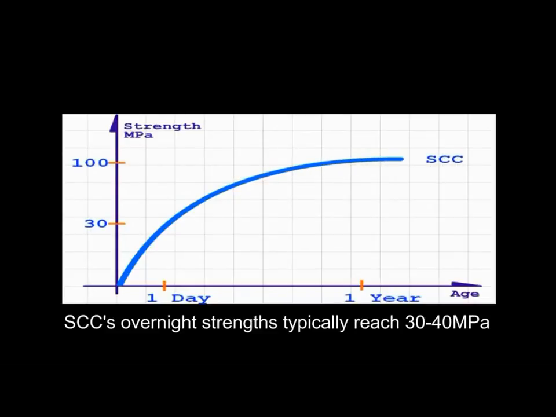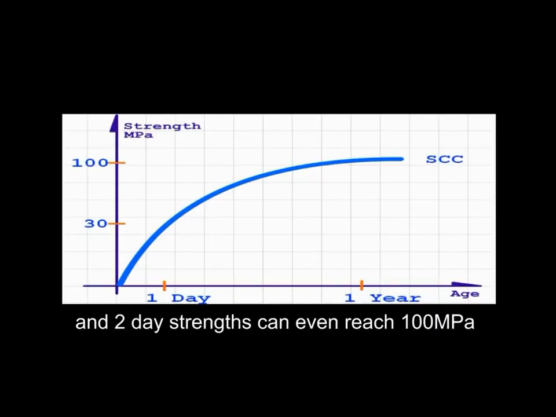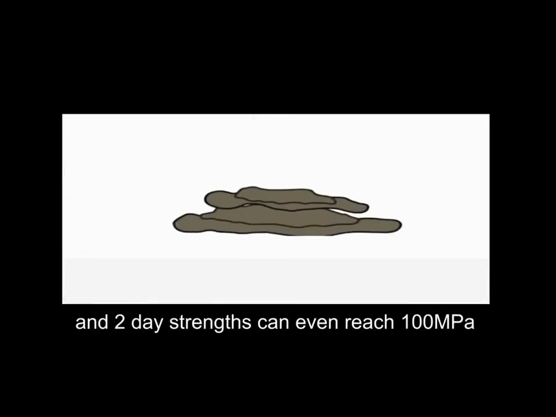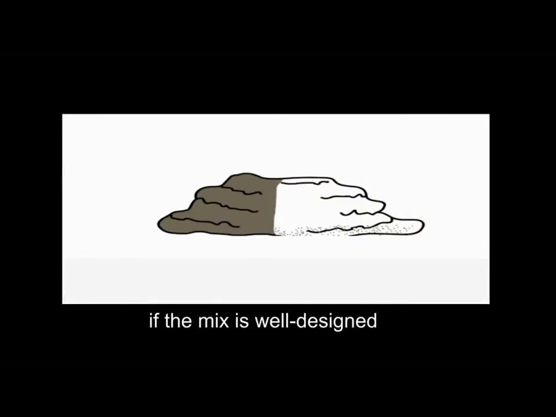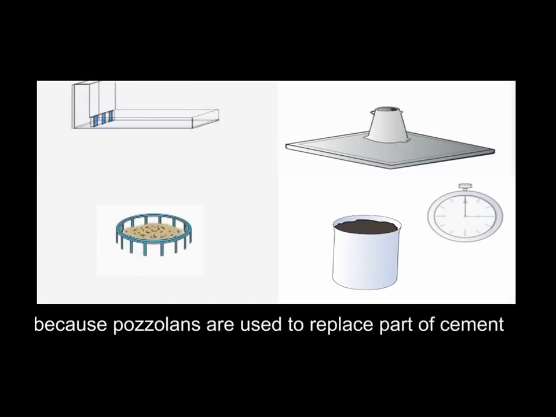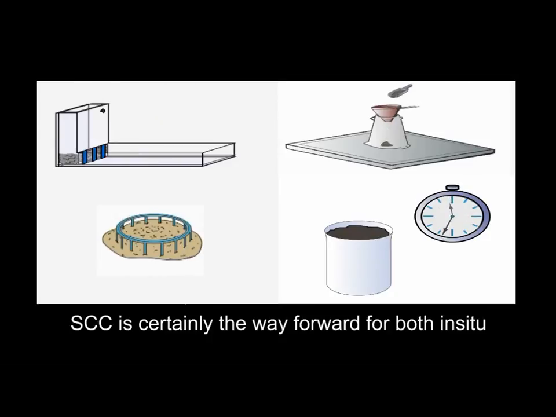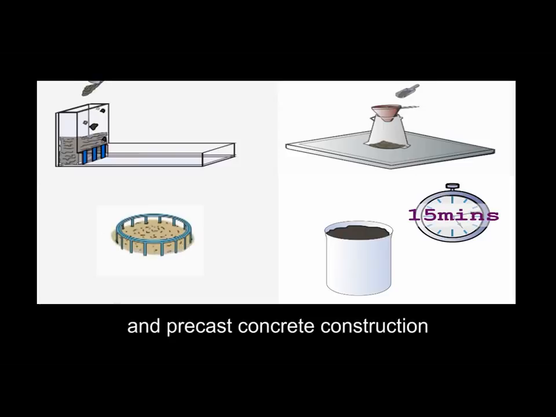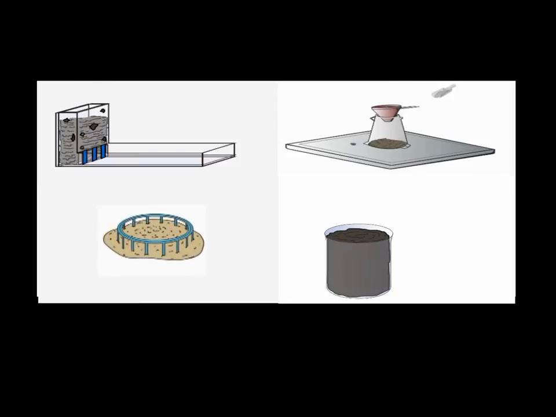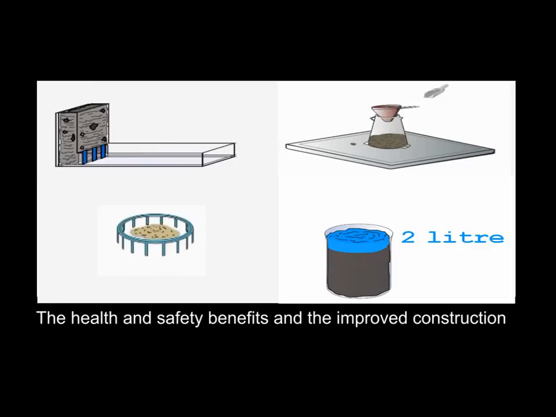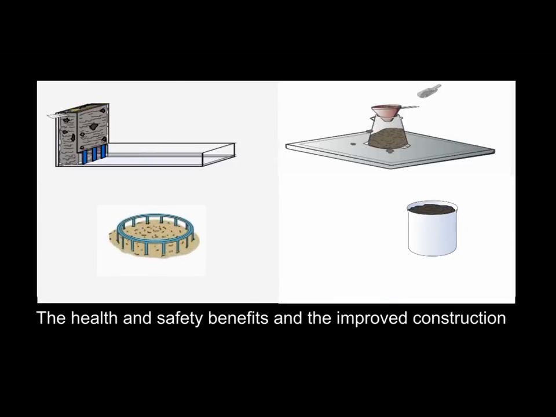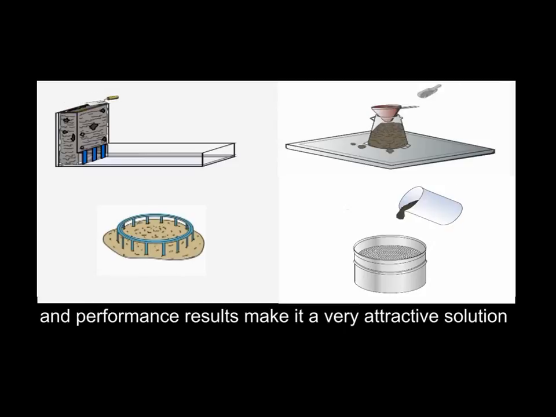SCC's overnight strengths typically reach 30 to 40 megapascals, and 2-day strengths can even reach 100 megapascals. If the mix is well designed, durability is also enhanced because pozzolans are used to replace part of cement. SCC is certainly the way forward for both in situ and precast concrete construction. The health and safety benefits and the improved construction and performance results make it a very attractive solution.